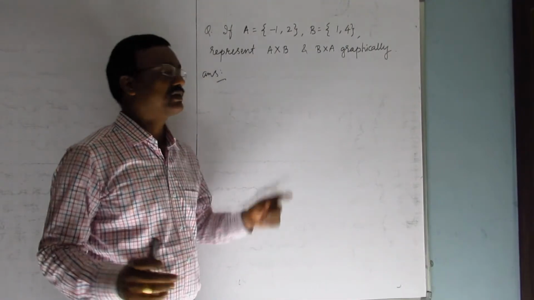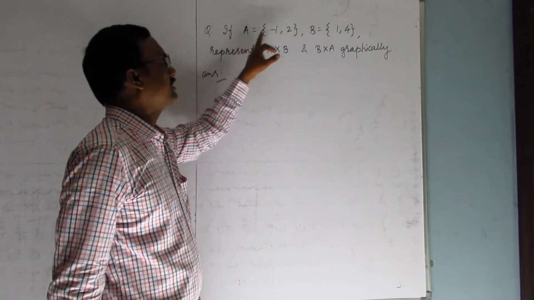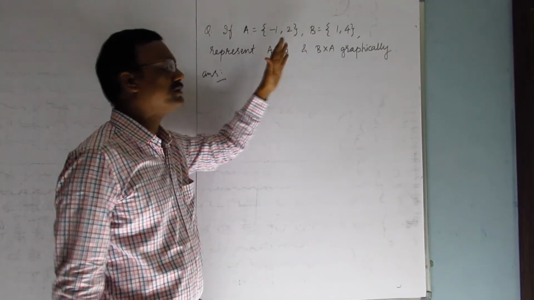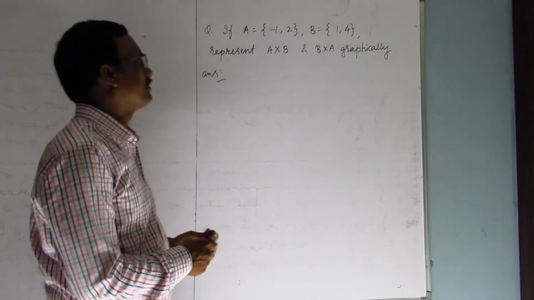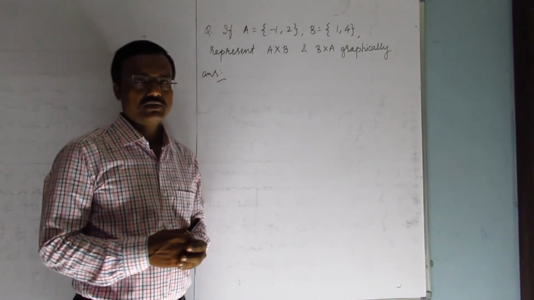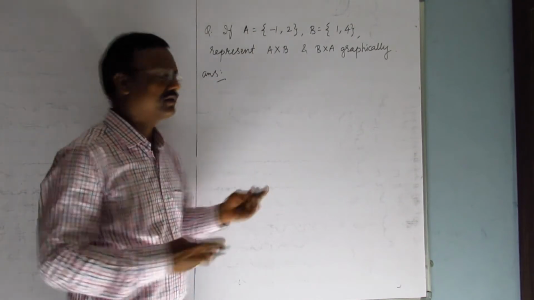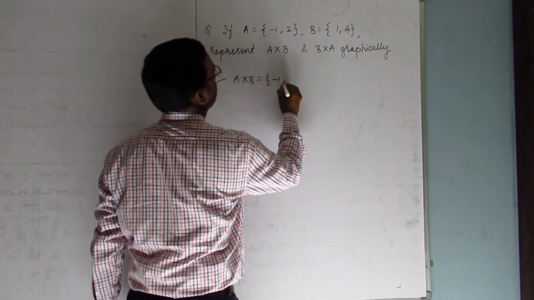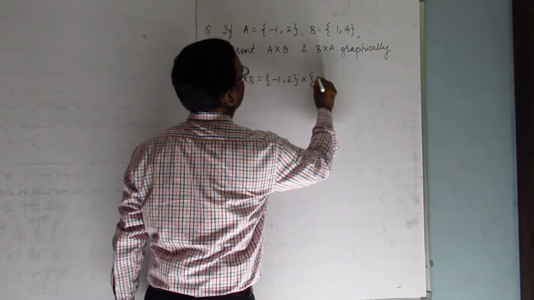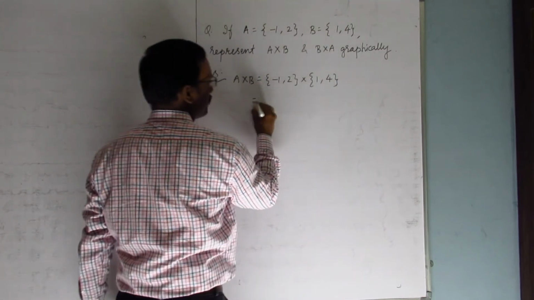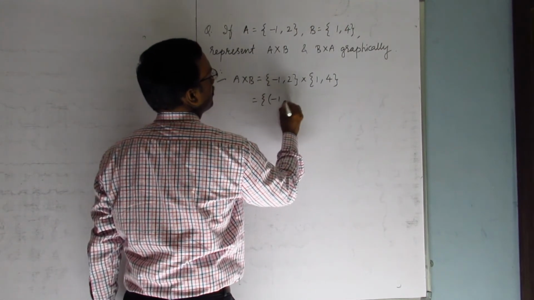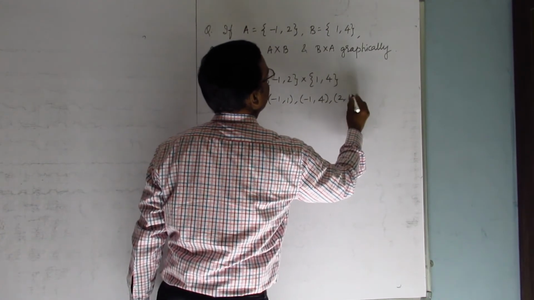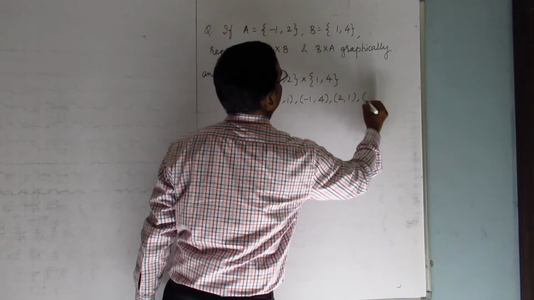This question is based on graphical solution. So set A is given, B is given. We have to represent the Cartesian product A cross B and B cross A graphically. So for the graphical solution, we must first find out A cross B. A cross B will be the set {-1, 2} cross {1, 4}. That means the ordered pairs (-1, 1), (-1, 4), (2, 1) and (2, 4).